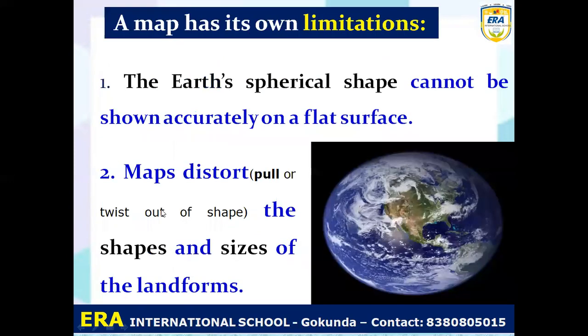So what are the limitations of a map? A map also has two limitations. First of all, the earth is actually spherical in shape. You know that the earth has a spherical, means circular, shape. It cannot be shown accurately on a flat surface. So how can we show it on a flat surface is the first drawback. Means we cannot show the spherical shape of the earth on a flat surface. Second is that maps distort, means pull or twist the shape and size of the landforms. There are different types of oceans, mountains, and land plates, and they can be pulled or shrunk while drawing the map. So these are the two limitations of the map.